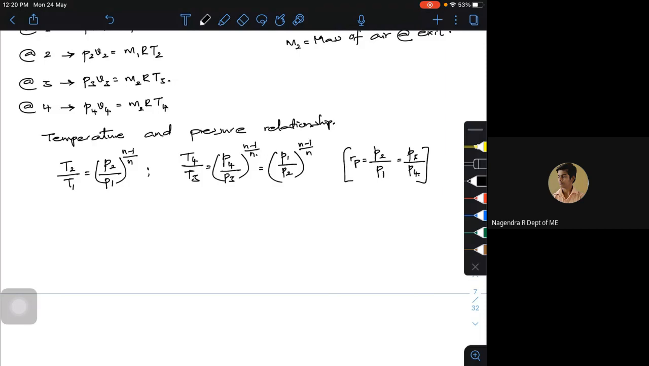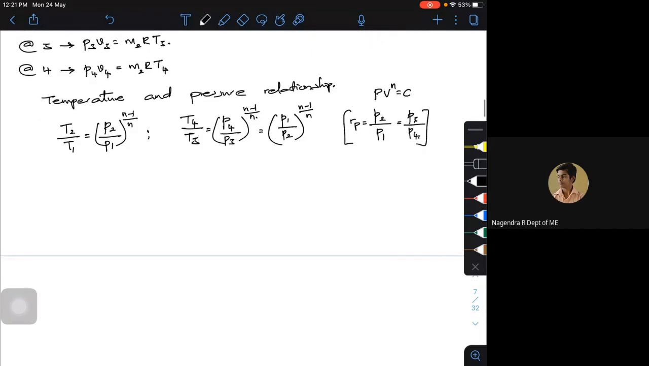I am trying to follow the equation PV to the power of n is equal to constant, where the n value can vary from n is equal to 1 to n is equal to gamma. And in between, I will have a polytropic process. When n is equal to 1, it is isothermal. When n is equal to gamma, it is adiabatic. Okay, this is what we have. Now, what is this actually?